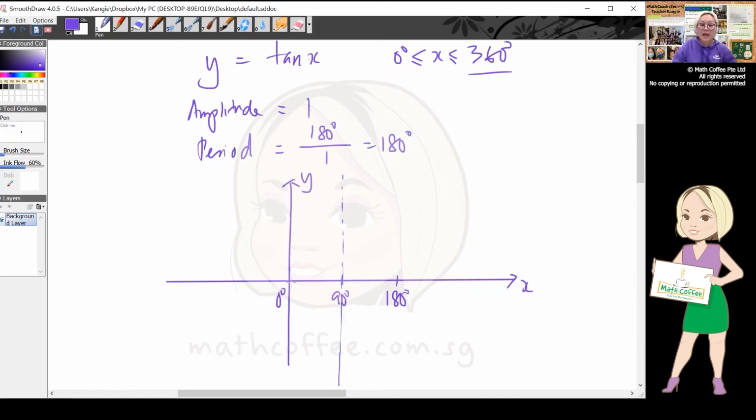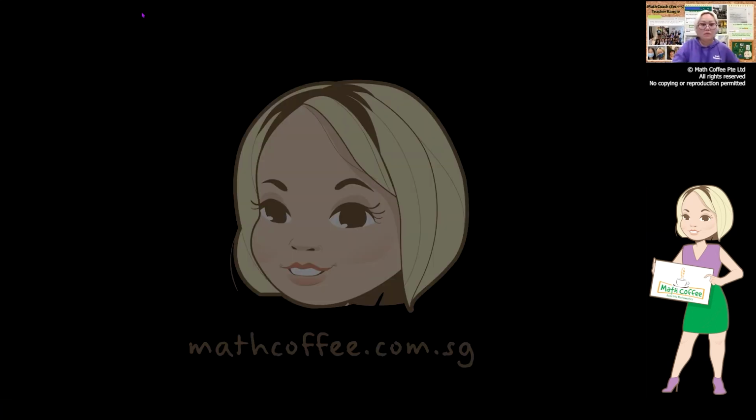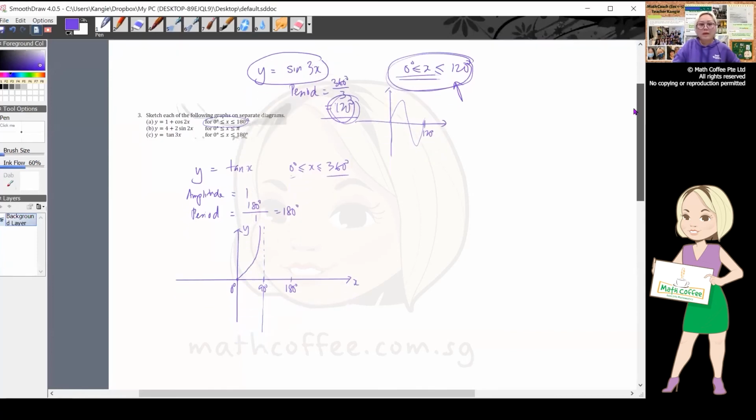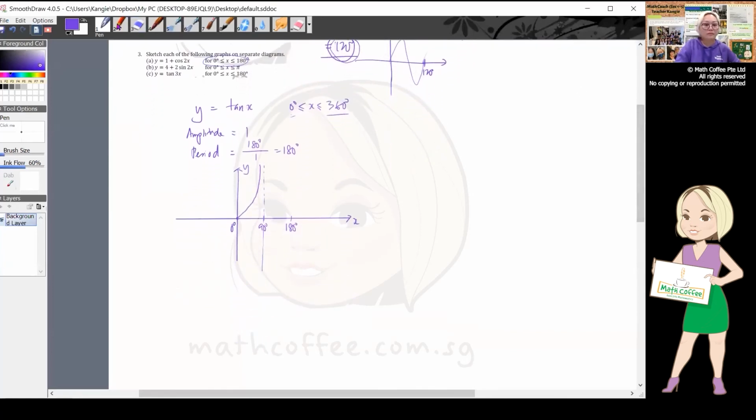Okay? And then how you draw the tangent graph is start from 0. It will be going upwards. And then this asymptote is like a line that you repel. You cannot touch it. It gets very close, but it doesn't touch. Okay? So let's go back to our tangent graph.